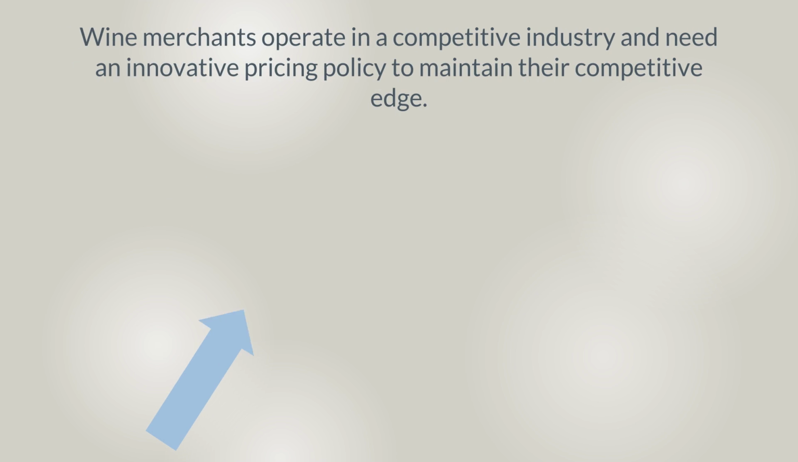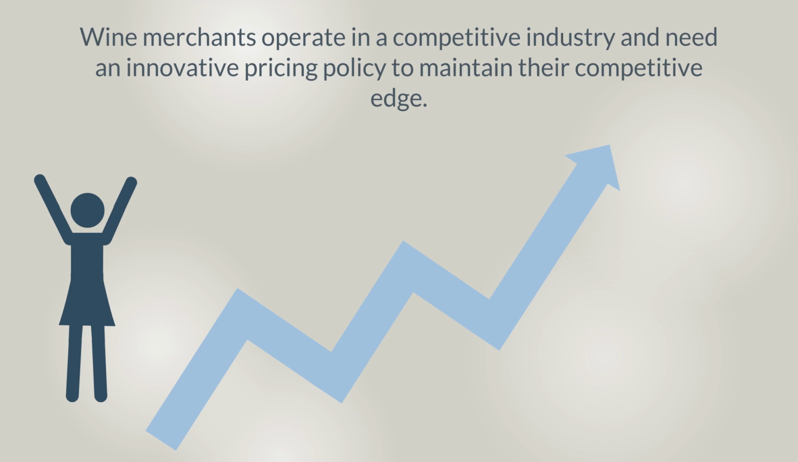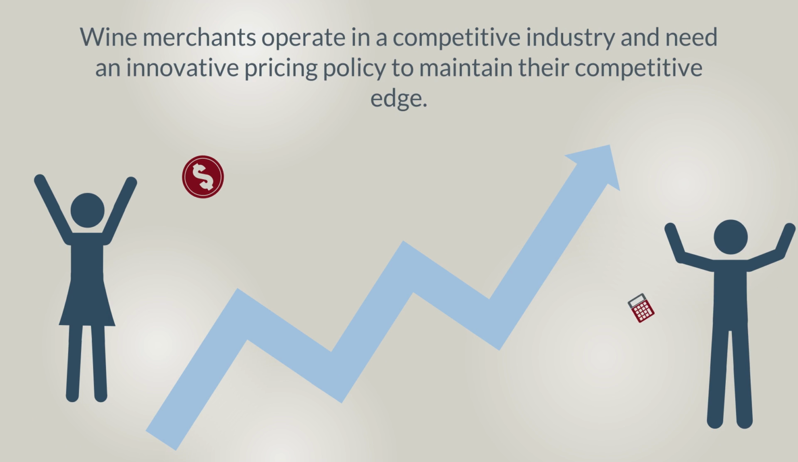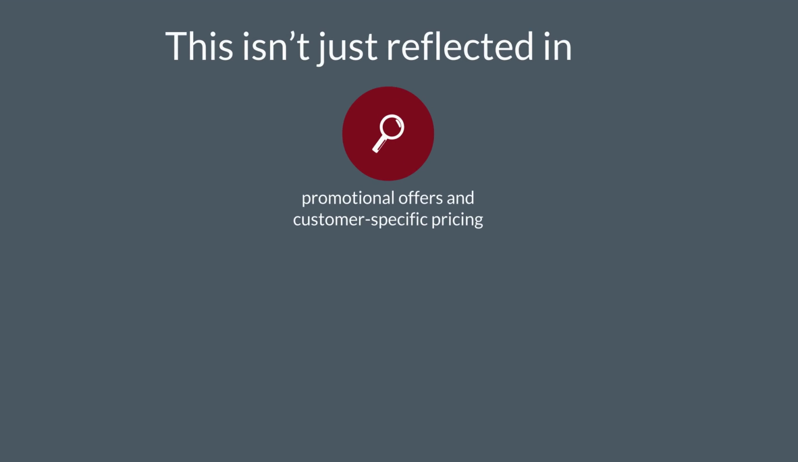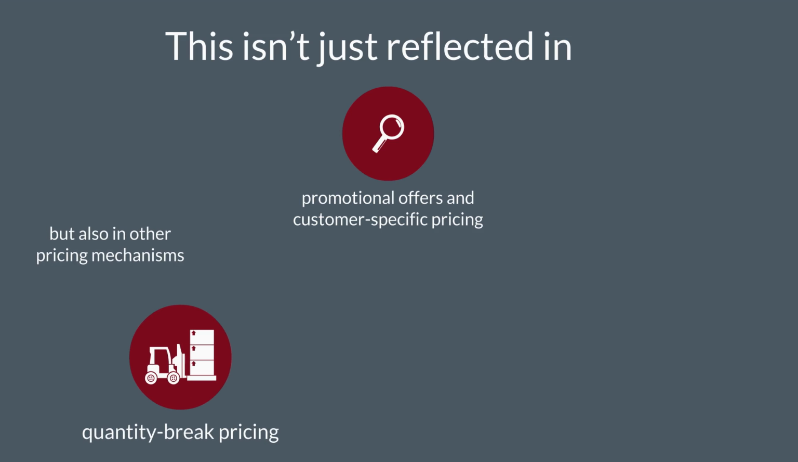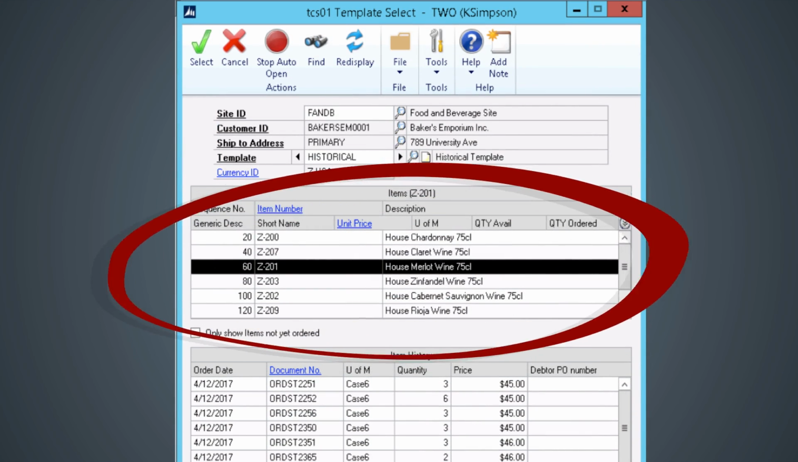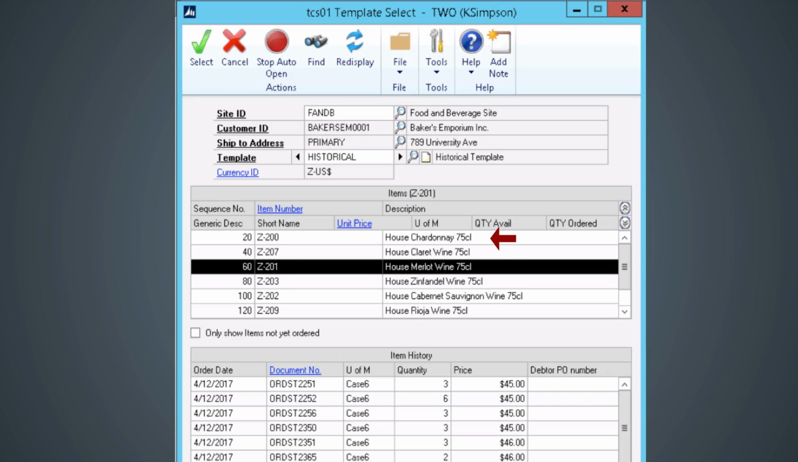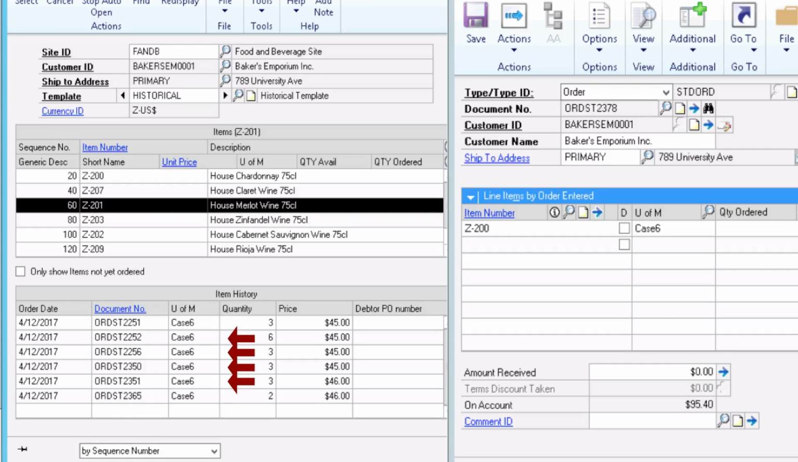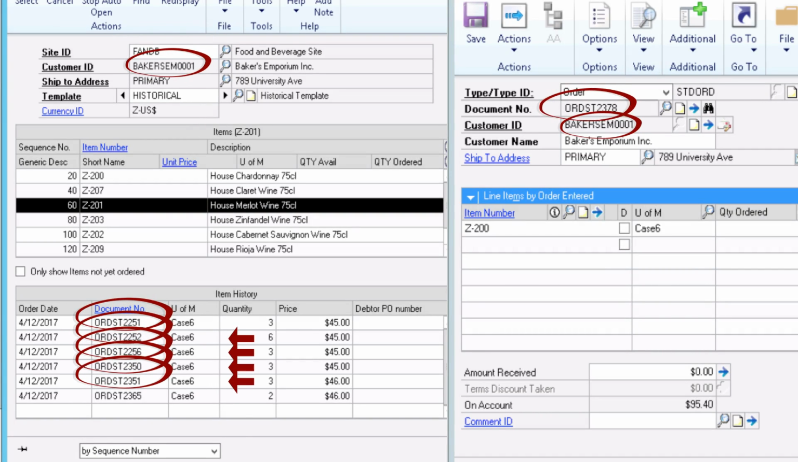Wine merchants operate in a competitive industry, and they need an innovative pricing policy to maintain their competitive edge. This isn't just reflected in promotional offers and customer-specific pricing, but also in other pricing mechanisms such as quantity break pricing and aggregate pricing. In some circumstances, the distributor may supply the entire customer's wine list. This wine list is the customer's shopping list. In a specific order and section, the customer will wish to place his order in this sequence, referencing his own number or code without having to cross-reference it to the distributor's code. This makes it easier for the customer to place his order and improves customer service.